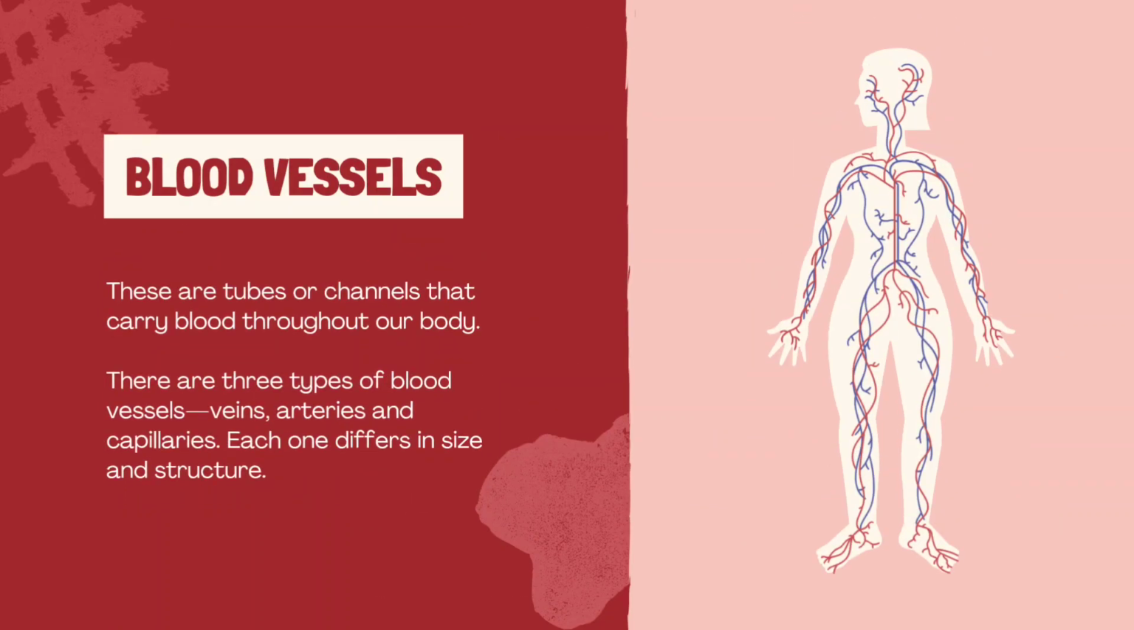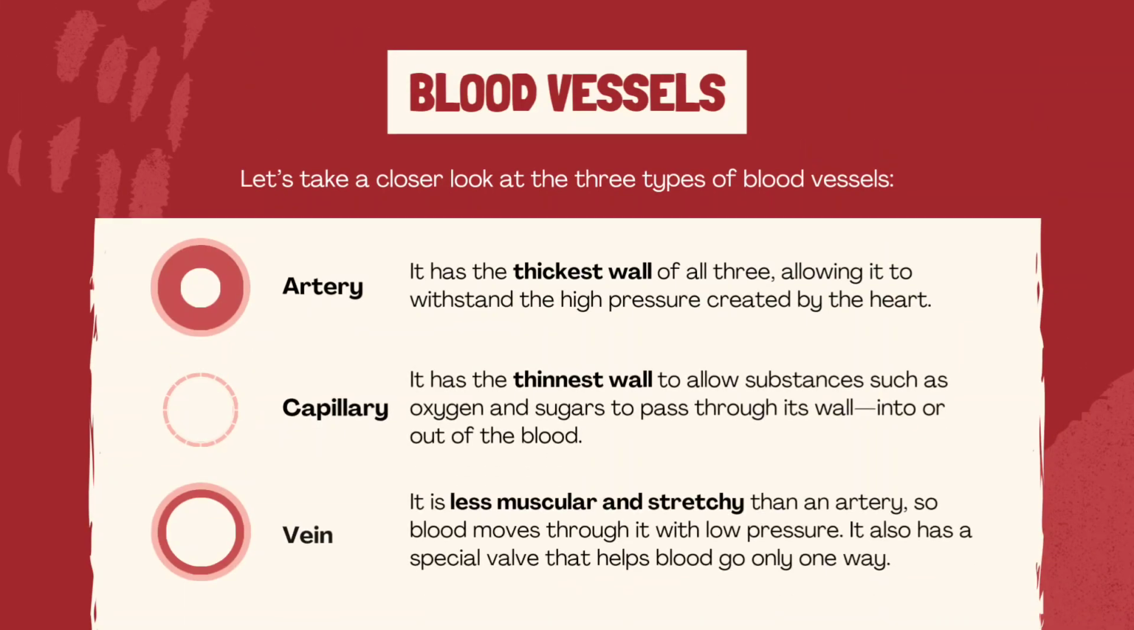Blood vessels. These are the tubes or channels that carry blood throughout our body. There are three types of blood vessels known as veins, arteries and capillaries, each one different in size and structure. Let's take a closer look at the three types of blood vessels.